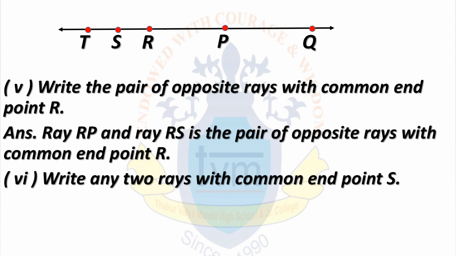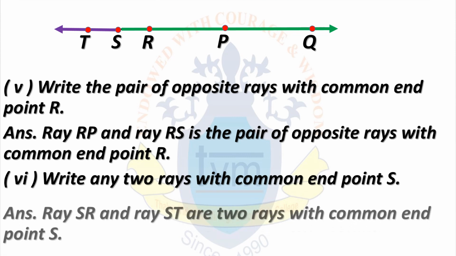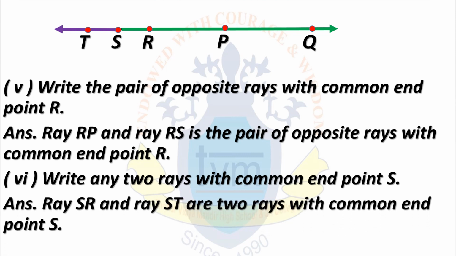Write any two rays with common endpoint S. It means you have to find the rays with starting point S. Here you can see in this figure, it is ray SQ or ray SR or ray SP, whose endpoint is S. Now here we have another ray ST, whose endpoint is also S. So ray SR and ray ST are two rays with common endpoint S.